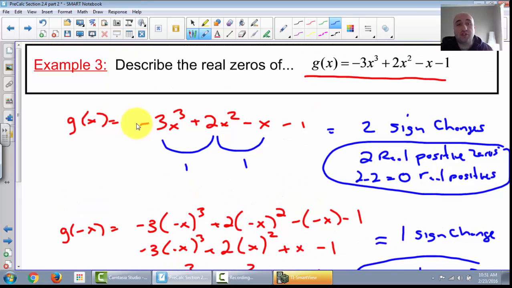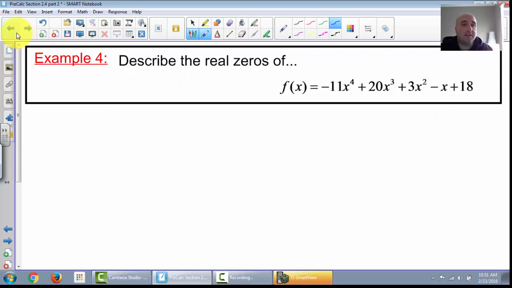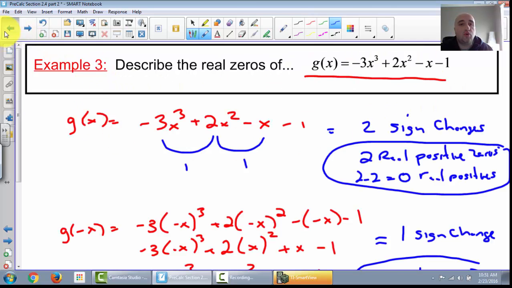So we're just describing it. It doesn't say solve it, it just says describe it. So I'm going to do another one of these in class. I know both of these examples can seem somewhat confusing. We'll go over these in class.